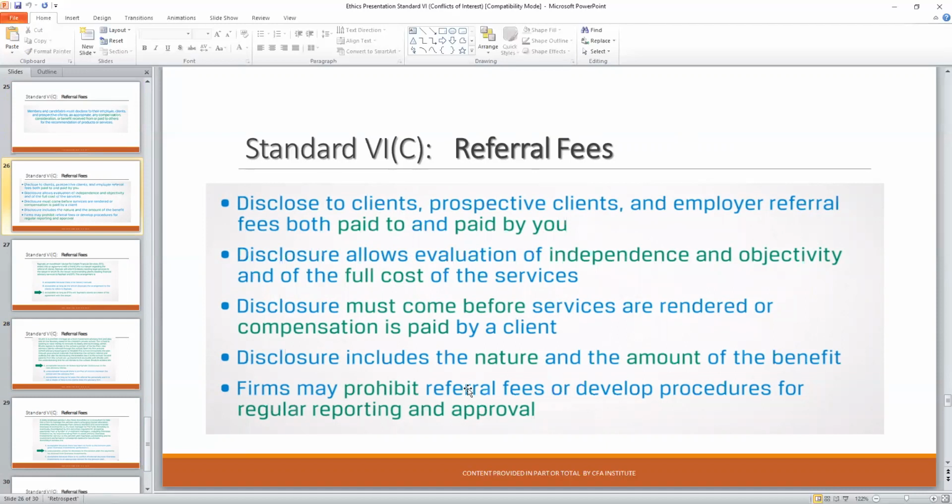Disclosure allows evaluation of independence and objectivity and full cost of the services. Disclosure must come before services are rendered or compensation is paid by the client. Disclosure includes the nature and amount of the benefit. Firm may prohibit referral fees or develop procedures for regular reporting and approval.